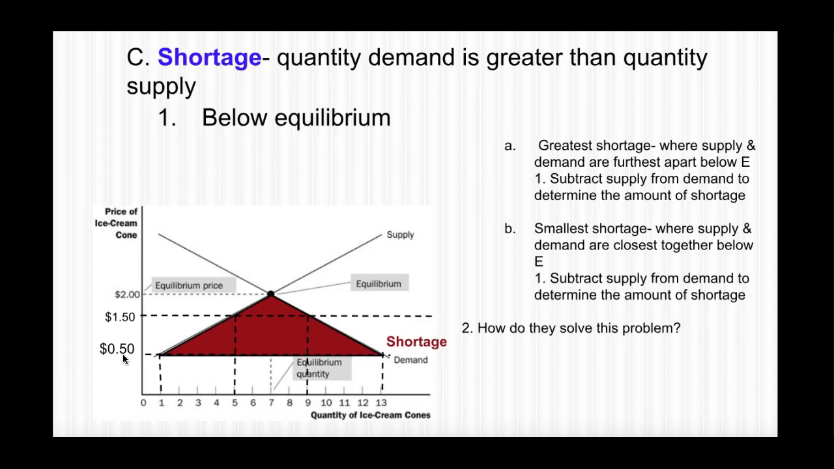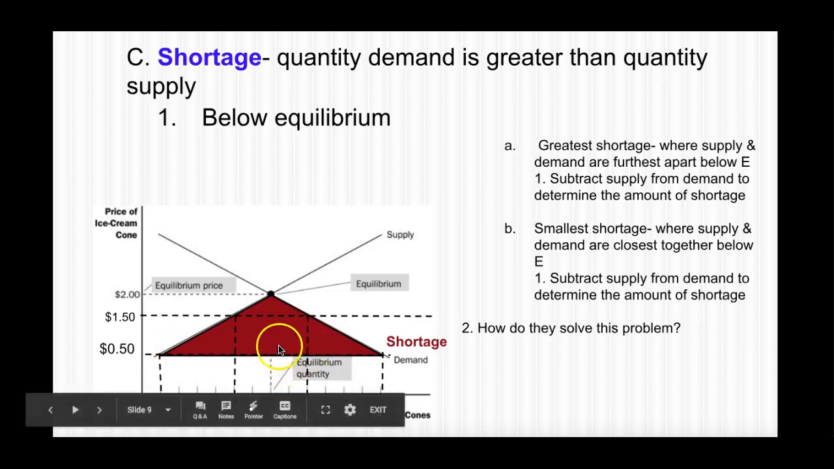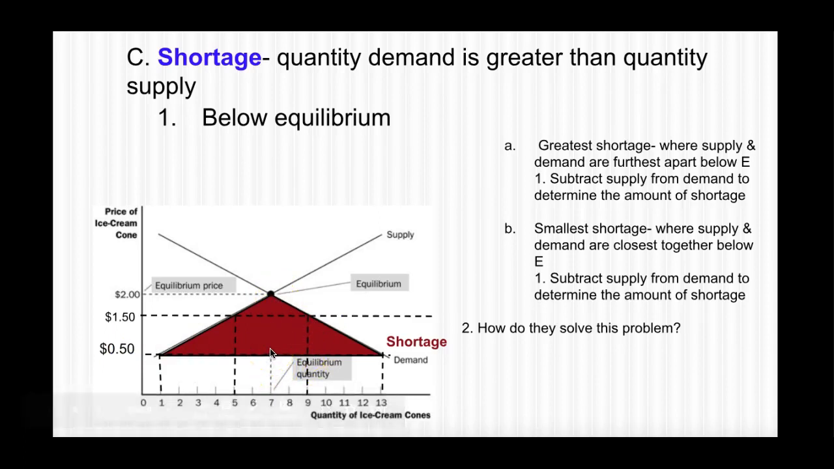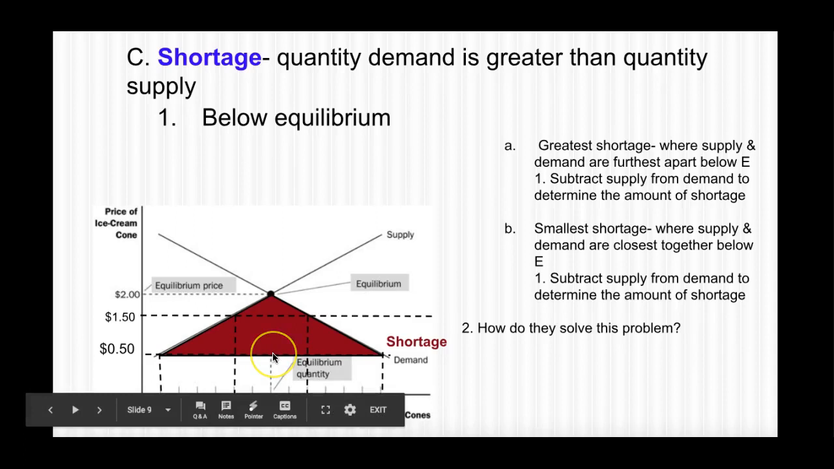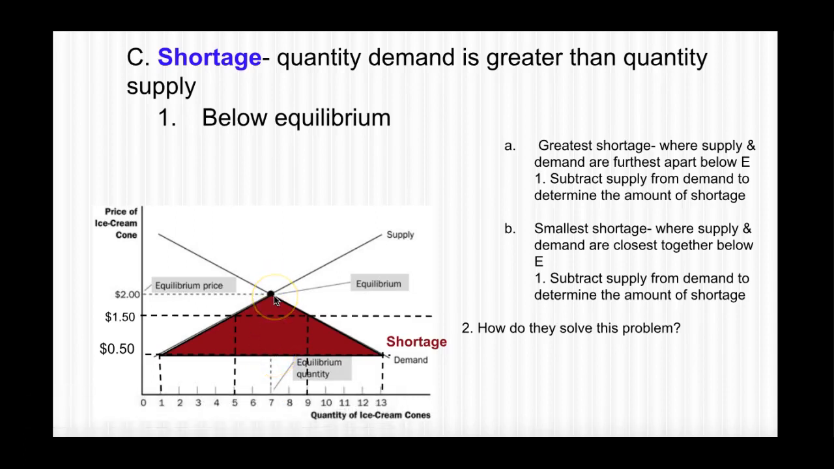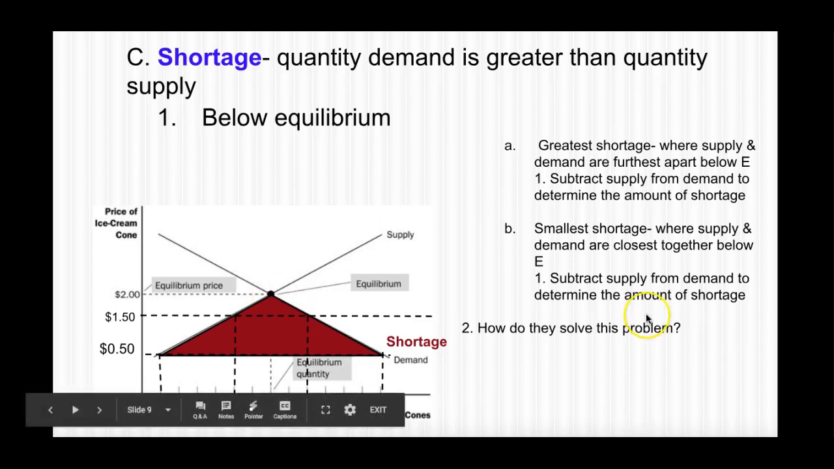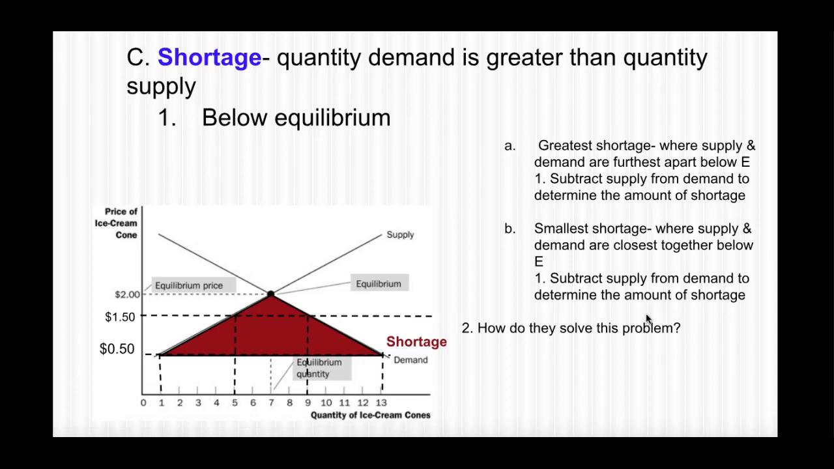So what do you do? You've got to raise the price. You've got to raise your price to the point that you're trying to reach. And the pressure when there's a shortage is to raise the price to what point? To equilibrium. So you're going to raise the price to reach equilibrium, or sometimes they talk about rain checks.